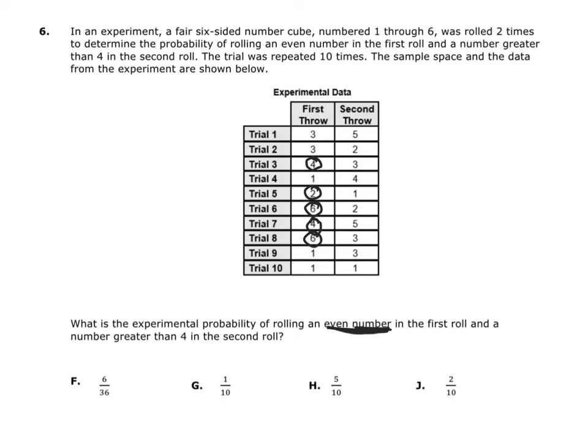So we got even numbers on the first row circled. And then a number greater than 4 in the second row. So 5 is greater than 4, and 5 is greater than 4, and that's it. Okay, so out of these, there's only one right here that has both rows circled. So we have 1 total that has both circled out of 10 total. So that is your answer, 1 out of 10.